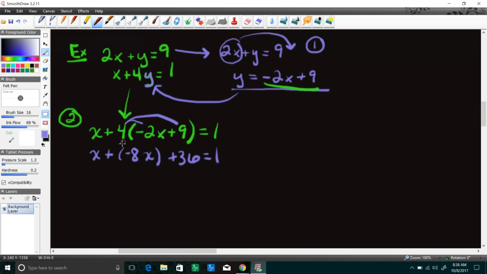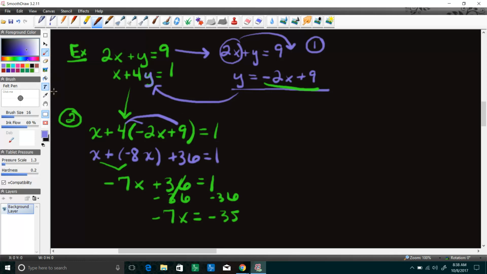So now that I have this, I'm going to combine x plus negative 8x. These two right here, these are similar terms. So they can combine, which gives us negative 7x. Bring down that 36, equal to 1. I have to get x by itself. So I'm going to subtract 36 from both sides. And that'll leave me with negative 7x is equal to negative 35.